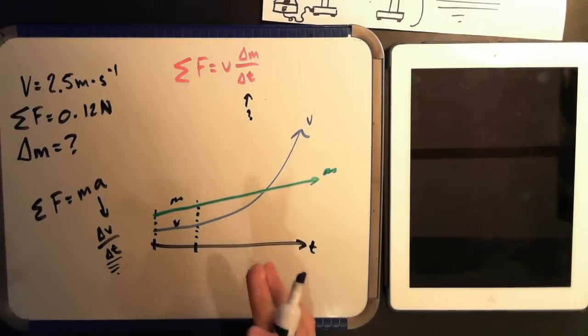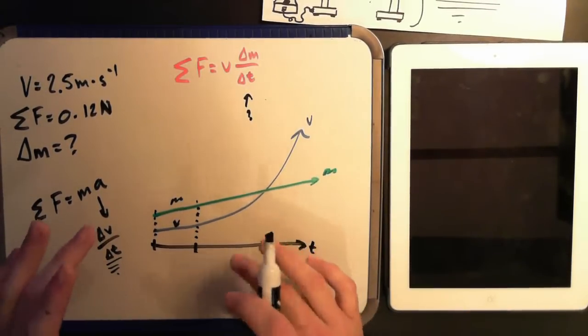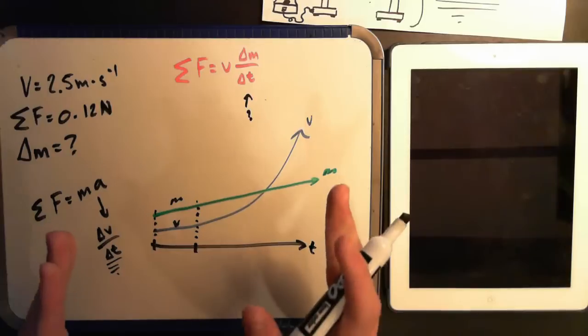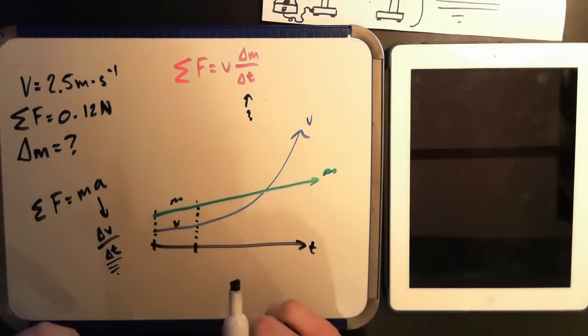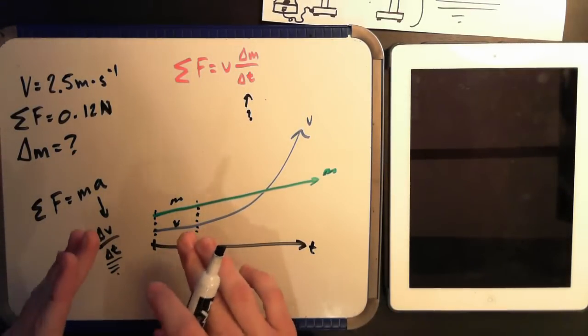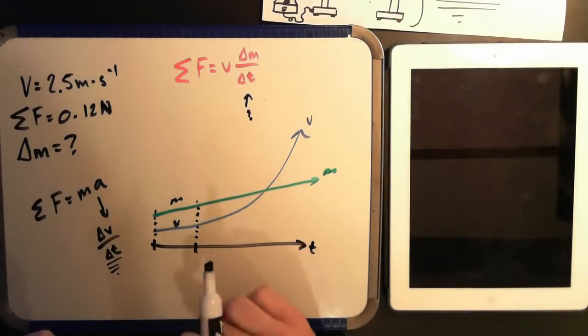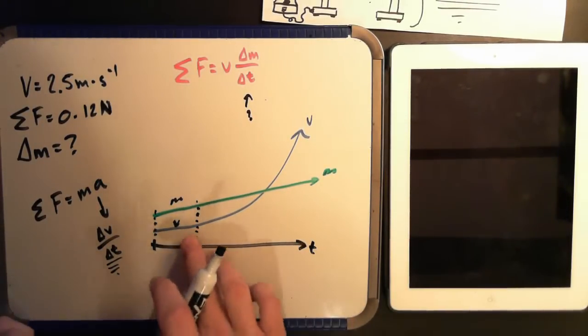And if you look at them, then you might think, well, the slopes of these lines are actually pretty constant. They're not changing or going up or down. They look kind of straight. The mass line is totally straight, and even though the velocity line is curved, right here it looks pretty good.